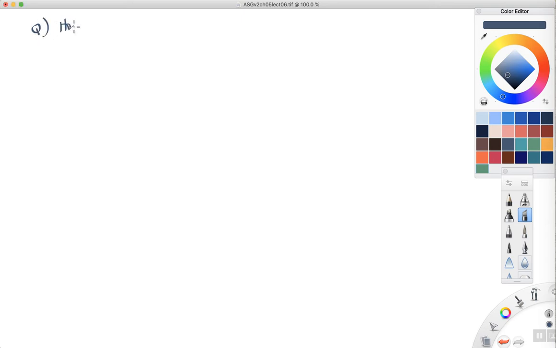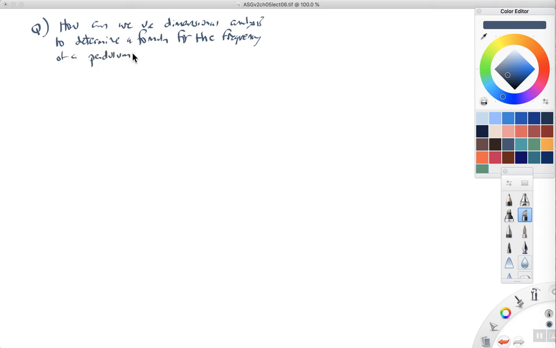How can we use dimensional analysis to determine a formula for the frequency, or alternatively the period, of a pendulum? That's the question we're asking. So let me draw a picture here.